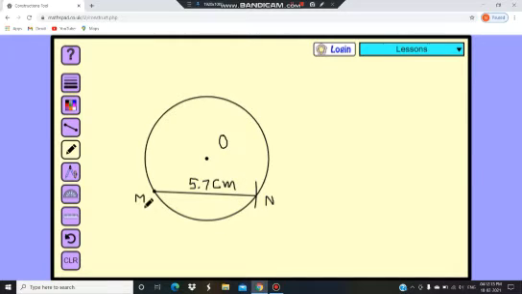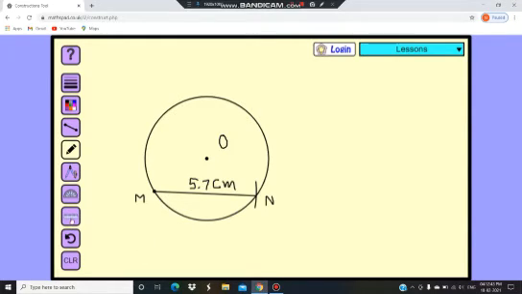Okay, now at this point and at this point, we have to draw the tangent. So how to draw it? We have to draw the perpendicular bisector. So for that perpendicular bisector, what will we do? First we will draw a line passing through the point M and the point N, and through that point we have to draw the perpendicular bisector. So we have to draw the two rays.